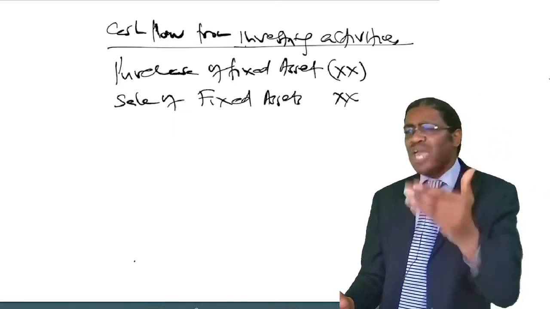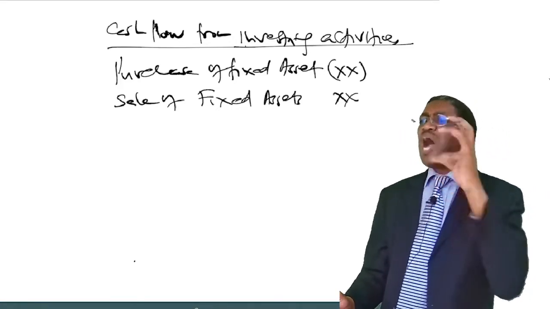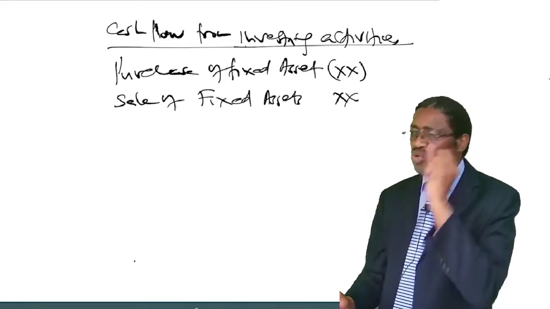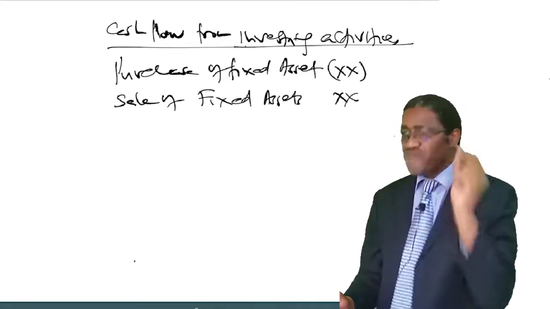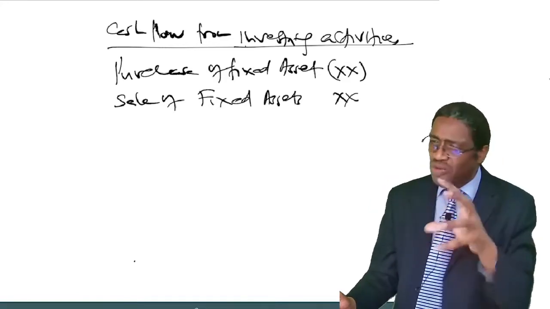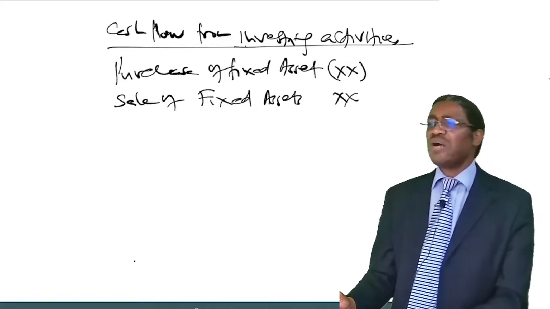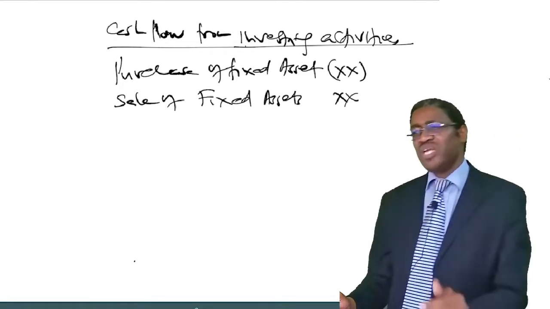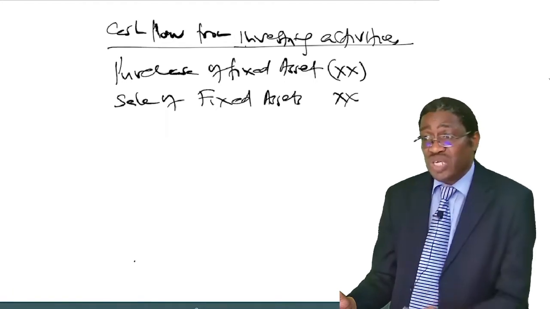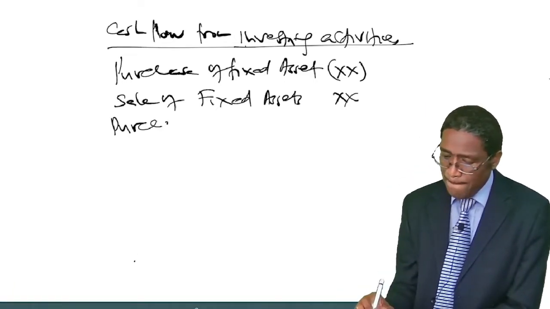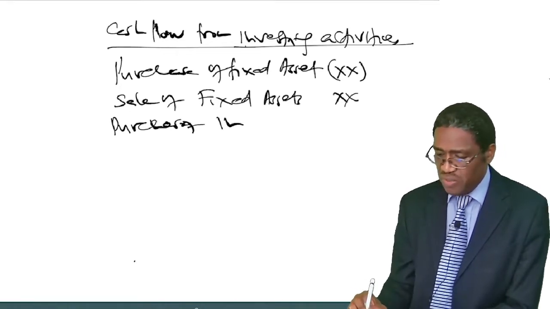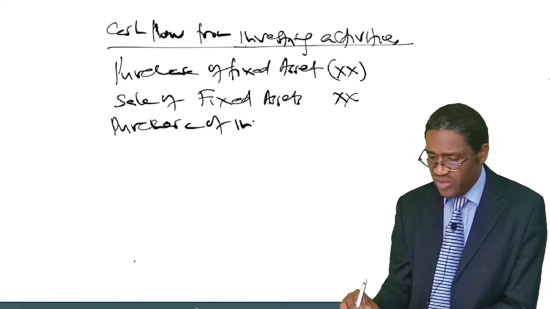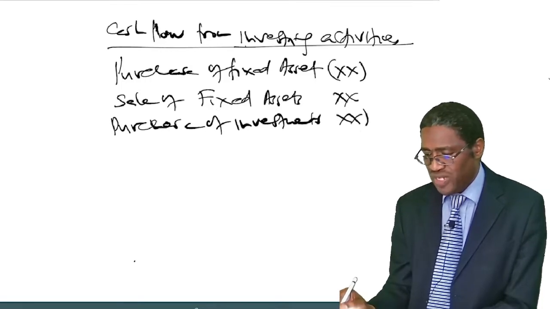Another one could be, maybe among your fixed assets, you have investments, which are long-term investments, mark you. Don't forget, investing activities are those transactions that affect fixed assets. So among your fixed assets in your balance sheet, there could be some long-term investments. Maybe last year the investments were 2 million, and this year 3 million. In other words, you could have purchased some more investment. So we say purchase of investments. Whatever it is, that's an outflow.